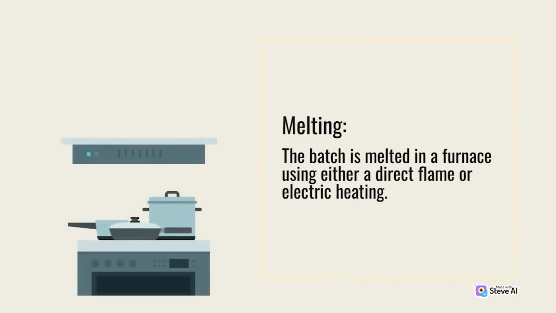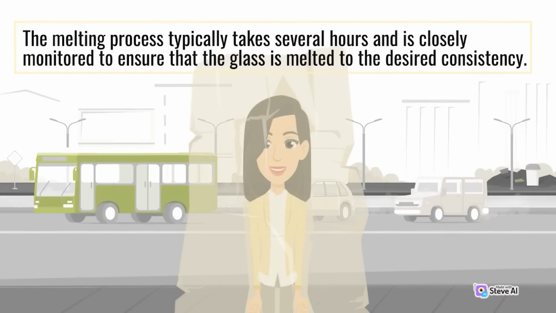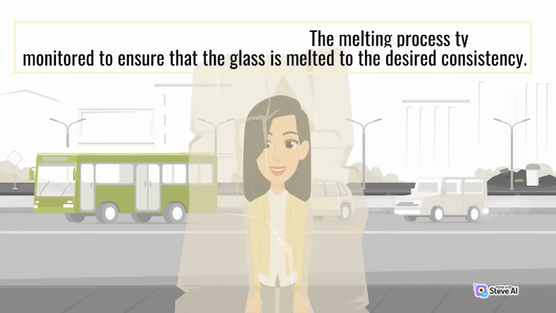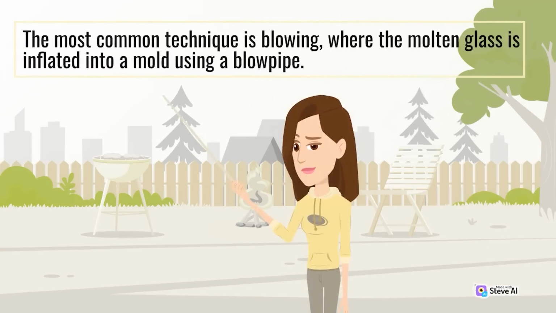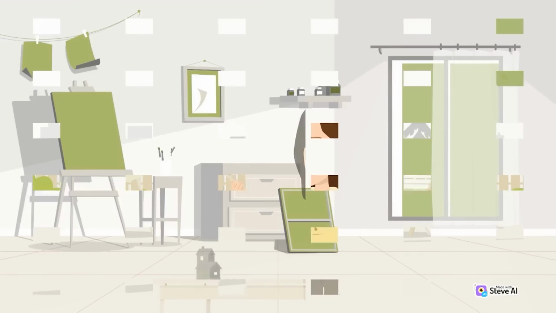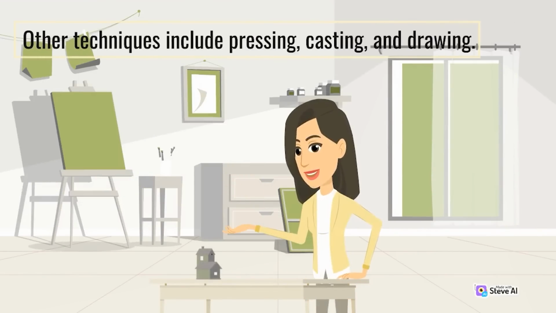Melting. The batch is melted in a furnace using either a direct flame or electric heating. The melting process typically takes several hours and is closely monitored to ensure that the glass is melted to the desired consistency. Glass forming. The molten glass is then formed into the desired shape using various techniques. The most common technique is blowing, where the molten glass is inflated into a mold using a blowpipe. Other techniques include pressing, casting, and drawing.